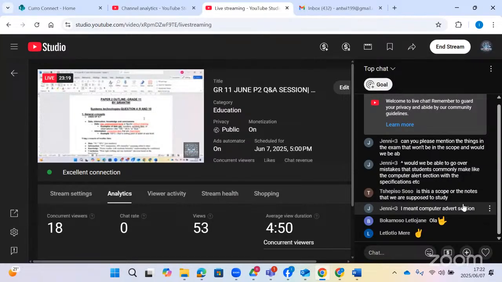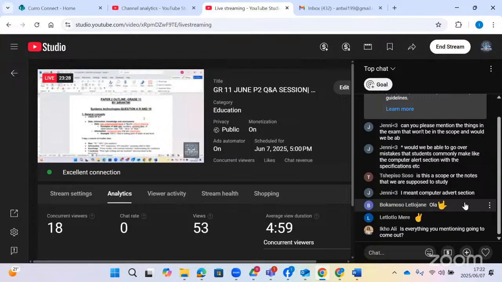Is this a scope or the note? Both. You need to study all these and then the scope. That's why we also have the question and answer. The computer advert, yes, you need to do it. We will talk about that as well. Yes, whatever I'm discussing, you must watch out for them. Please, you need to be ready for them as well.